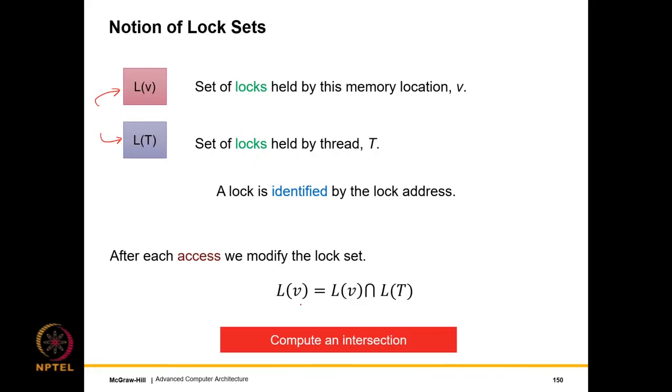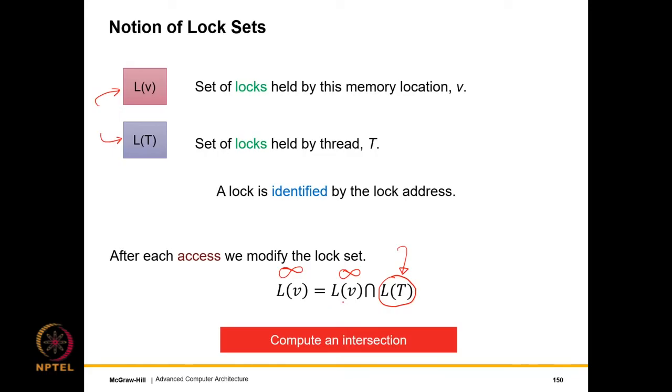After each access to a memory location V, we modify the lock set. What we do is compute an intersection. LT, of course, is the locks currently held by the thread T. So we set LV equal to LV intersection LT, which basically means that initially, we assume that every location is associated with all possible locks. Let's say the set of all possible locks is infinity. Then the first thread comes and accesses this memory location. This will essentially be infinity intersection all the locks held by LT, which will automatically become LT.